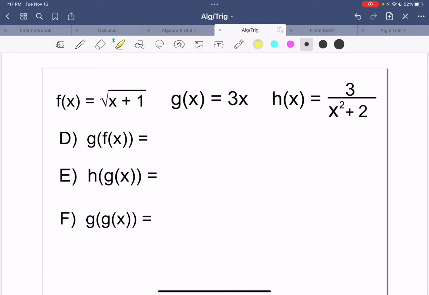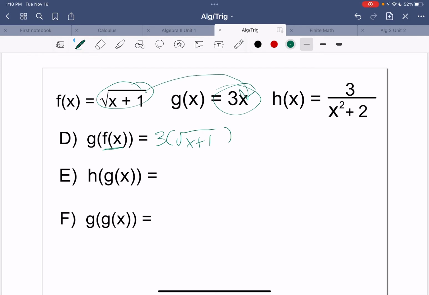So I can start anywhere on this that I want to. I use green on this slide here. So the whole F equation goes into the G equation. What's the G equation about? Well, the G equation is 3 times something. So what goes in? The whole F equation. And the whole F equation is square root x plus 1. So this whole F equation went inside of the G equation. That's what we're doing.